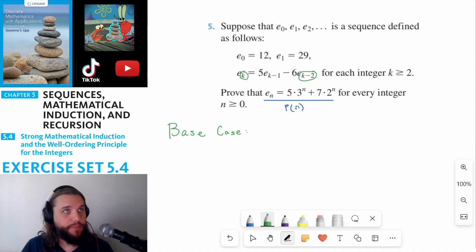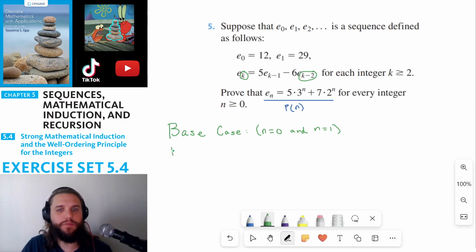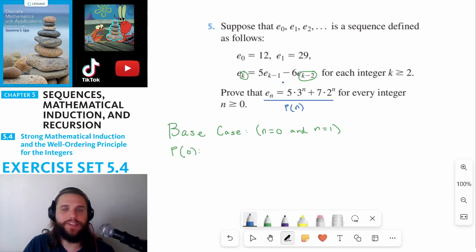So when we're proving that the predicate p of n is true for every integer n greater than or equal to 0, then we're going to start with n equals 0, but we're also going to show that the statement is true for n equals 1 in this base case. So really there are two base cases. Let's start with p of 0. P of 0 is what I get when I plug in 0 into this entire equation. Keep in mind that p of n is not just this right-hand side here. P of n is the entire equation itself.